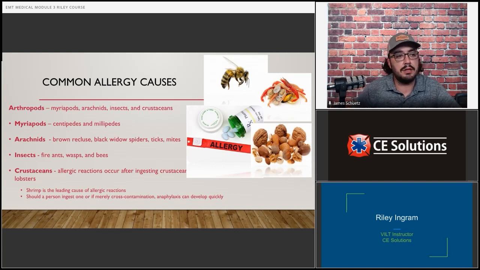And then crustaceans. Allergic reactions occur after ingesting crustaceans like lobsters or shrimp. Shrimp is the leading cause of allergic reaction. Should a person ingest one, or if merely cross-contamination, anaphylaxis can develop quickly.